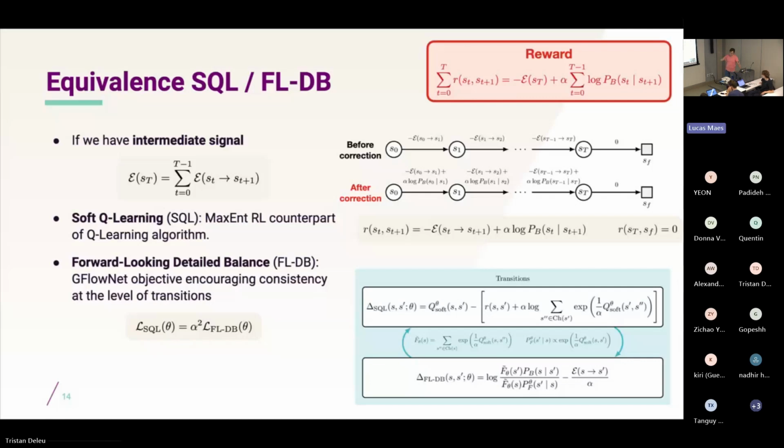So these are just two different relations between MaxEntRL algorithms and GFlowNet objectives that I'm going to show here. But in the paper, we show all of the other correspondences that I presented.